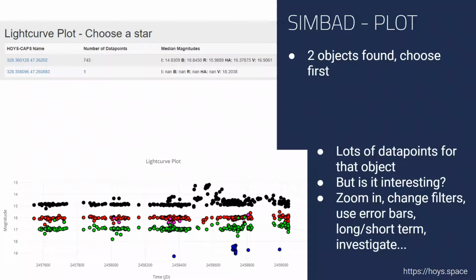and this is the light curve that will be shown. So a lot of data points for that object, there's a lot going on, but is it actually interesting? What's really going on in this light curve? So you can use the tools to zoom in, change the filters, look at the error bars. Can you see any long or short-term variability in this object? So investigate it.